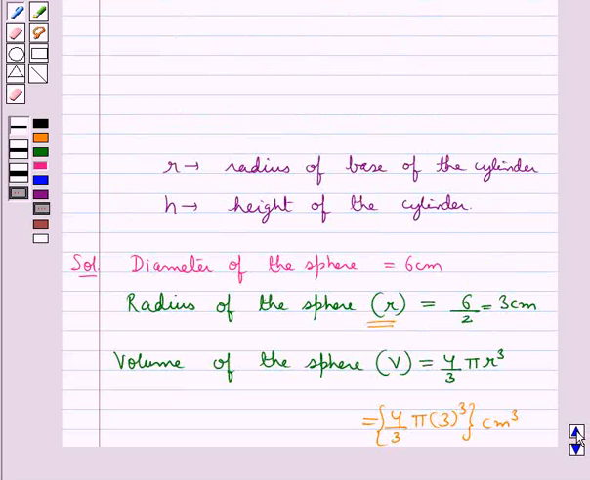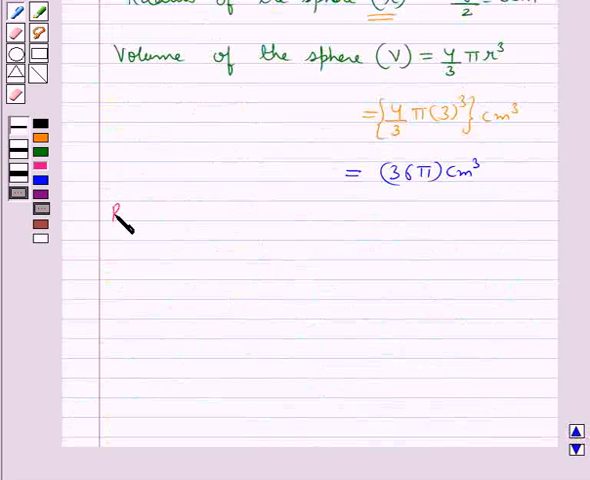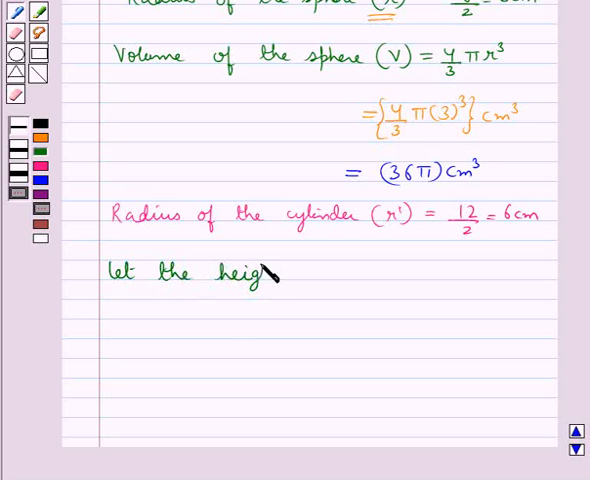Then again, we have a cylindrical vessel with diameter 12 centimeters. So the radius of the cylinder is given by r dash is equal to 12 upon 2 equal to 6 centimeters, which is the radius of the cylindrical vessel. Let the height of the cylinder be equal to 8 centimeters.